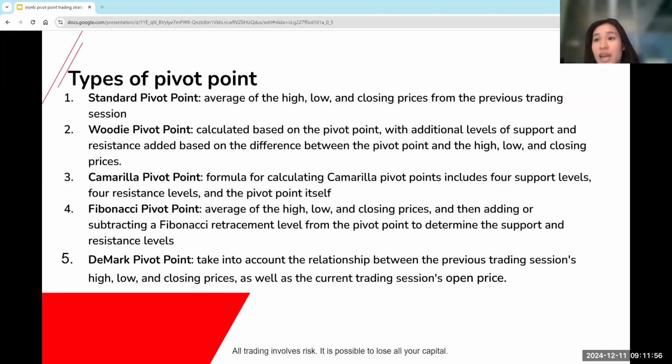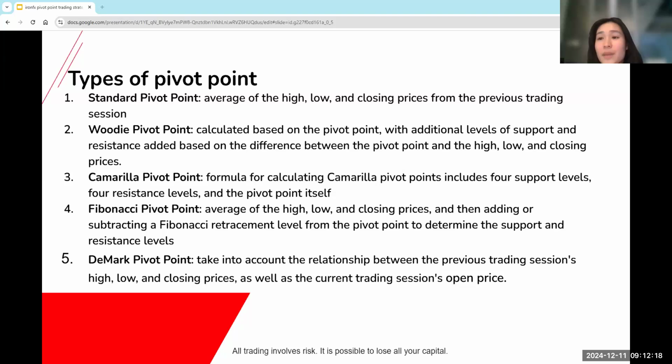Number 3 is the Camarilla pivot point. So this method is based on quite a complex calculation that involves using multiple levels of support and resistance. So the formula for using the Camarilla pivot point includes 4 support levels, 4 resistance levels, and the pivot point itself.